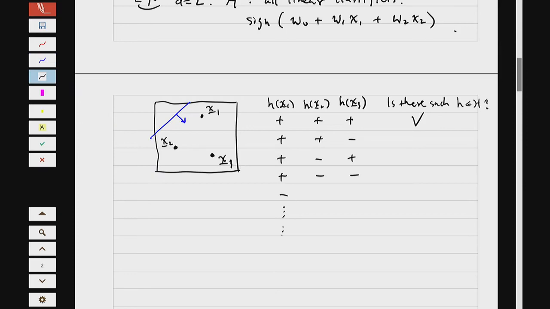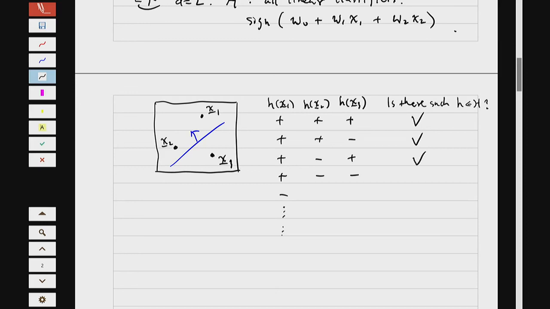How about the second one? The second vector, let's say, plus, plus, minus. Can we generate it? Yeah, I can. I can have this side plus. So there exists a hypothesis for me to generate this vector. Of course, there are many other hypotheses that can generate the same vector, and that's the whole point. Those are all equivalent hypotheses anyway. Right now we're just asking whether there is such a thing. Yeah, there is. And how about the third one?